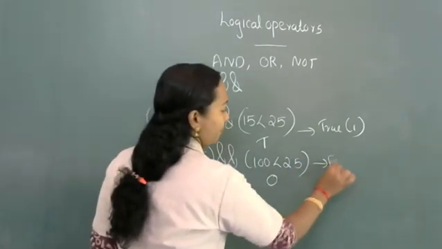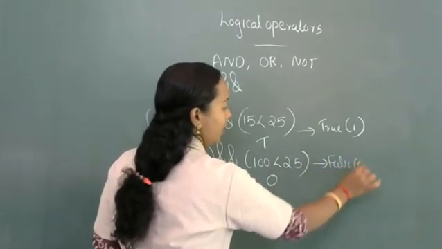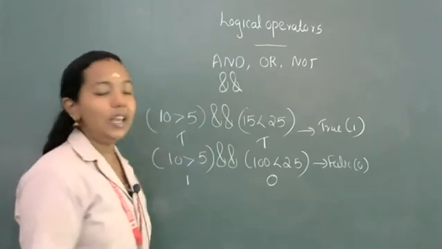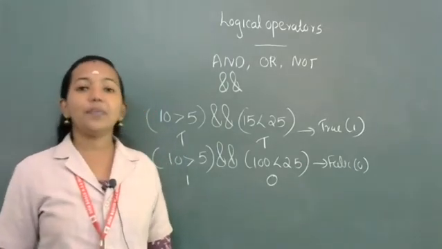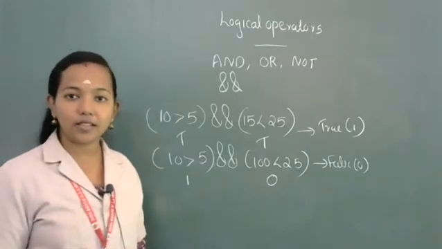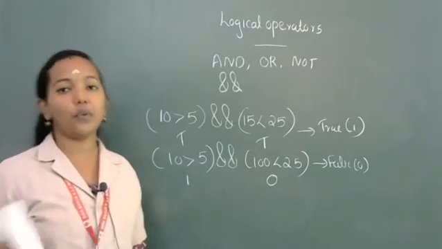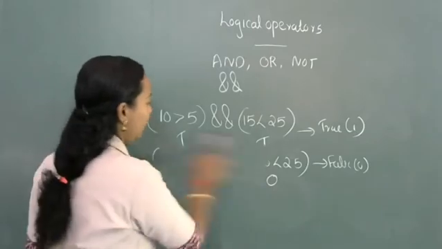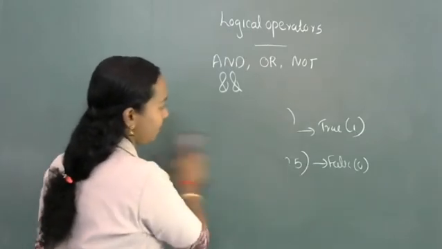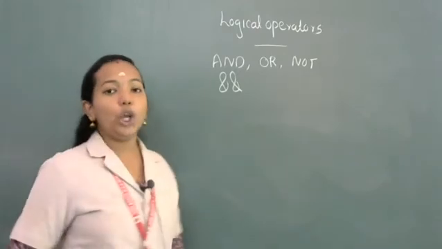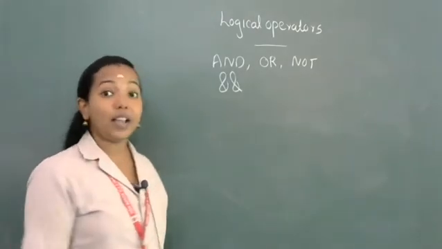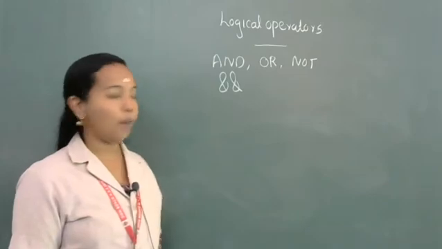Result will be false or 0. So in the AND operation, if any of the conditions is false, the final output will be false. Okay. If any of the conditions is false, the output is also false. Then logical operators are used to combine two relational operators.